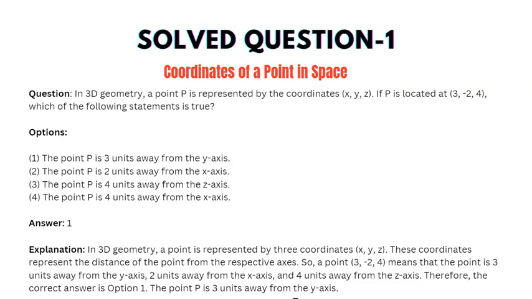Based on this theory, we shall solve some questions. The first question is: in 3D geometry, a point P is represented by the coordinates x, y and z. If P is located at (3, -2, 4), which of the following statements is true? These coordinates represent the distance of the point from the respective axis. So the point (3, -2, 4) means that the point is 3 units away from the y-axis, 2 units away from the x-axis and 4 units away from the z-axis. Therefore, the correct answer is option 1.